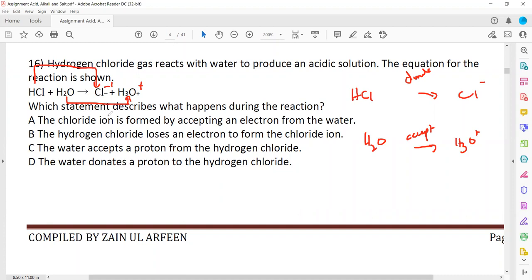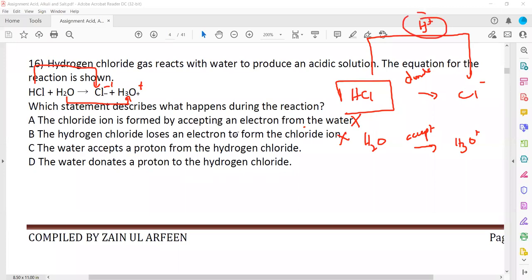So when we check this statement, chloride ion is formed by accepting the electron from water. That is wrong. Chloride ions are formed because HCl is donating a proton. Here it's written donating, accepting an electron. That's wrong. The hydrogen chloride loses electron. That is wrong. HCl is not losing an electron. It is losing H plus, and H plus means proton.